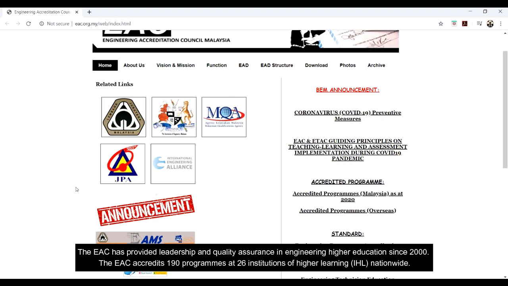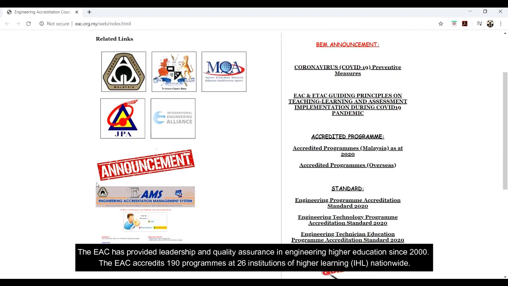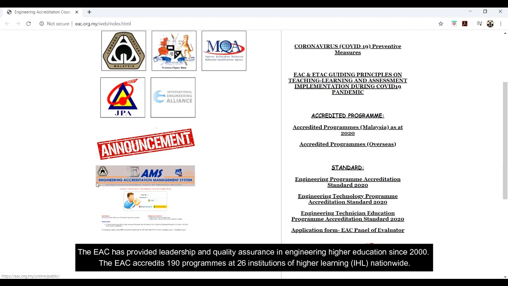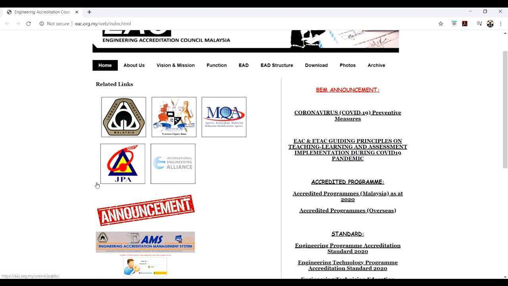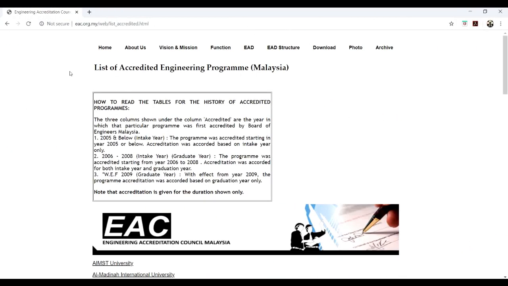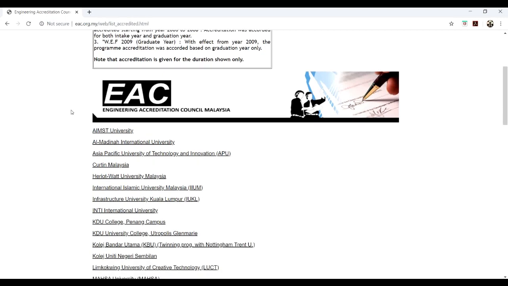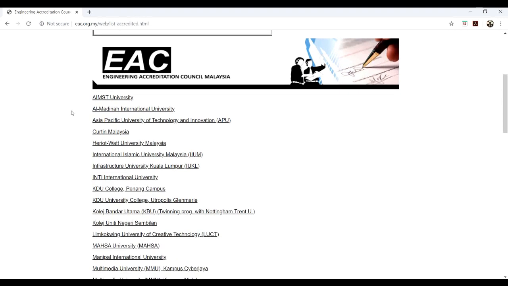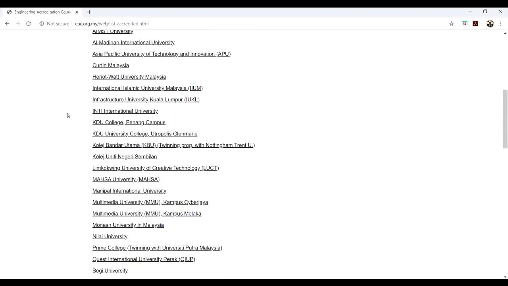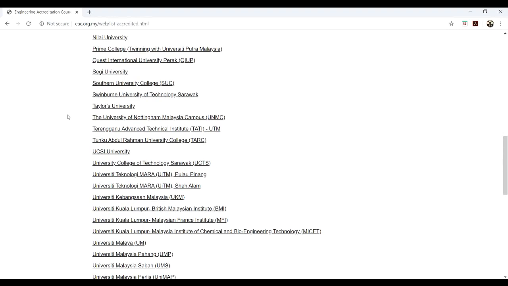The EAC accredits 190 programs at 26 institutions of higher learning (IHL) nationwide. As you can see, here is the list of accredited engineering programs in Malaysia from the EAC website. There are a total of 54 universities.